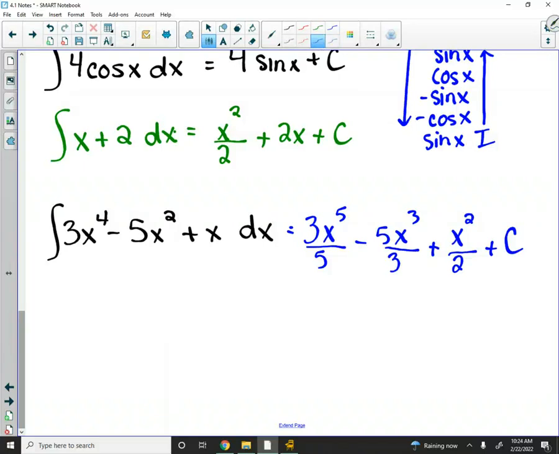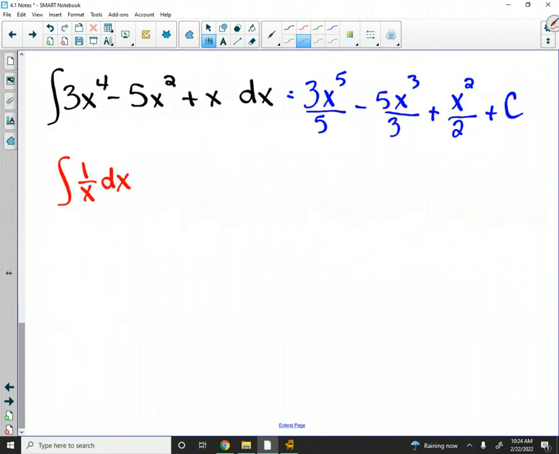Okay, let me show you this one. We've talked about before we can integrate, we've got to bump that variable back up to the numerator. When I bump that back up, it's going to be x to the negative 1. Okay, then we add 1 to the power, divide by that power. We can't do that. We can't divide by 0.